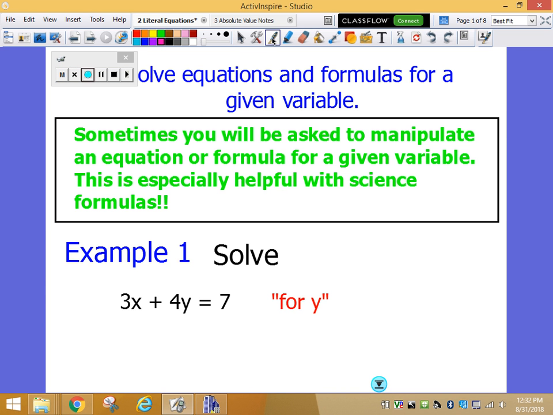So this lesson is on literal equations. What this means is I'm going to give you an equation, like example 1 down here. I'm going to say solve for a variable. So in this one I'm saying solve for y. So our goal is to get that letter by itself. And we did a little bit of this in our very first lesson, solving for y. But today I'm going to introduce you to a lot of different types of equations that you might have to solve for. Okay? So let's go ahead and get started.